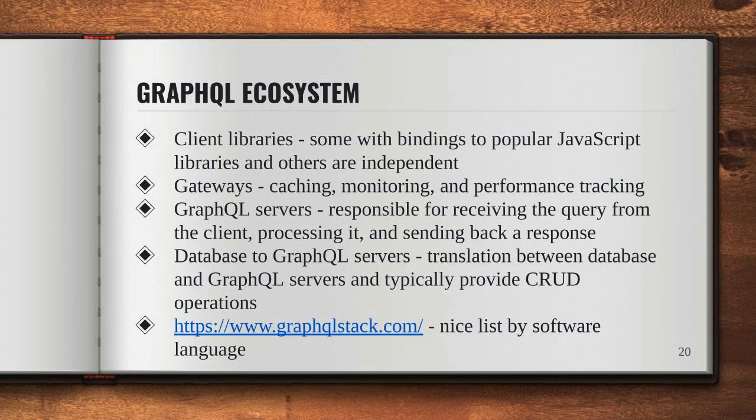There are gateways that deal with caching, monitoring, and performance tracking. And then there's the meat and potatoes of GraphQL servers. They actually do all the work of retrieving the query, processing it, and sending back a response. And there's also what they call database to GraphQL servers. I look at this as the ORM portion. So there are ORM tools that do the translation between the database and GraphQL servers. Whether you're using a relational database or a NoSQL database or a graph database, they do some of the heavy lifting, and they typically provide some out-of-the-box CRUD operations. So you don't have to write the code for that. If you're familiar with Rails and Active Record, it does that.